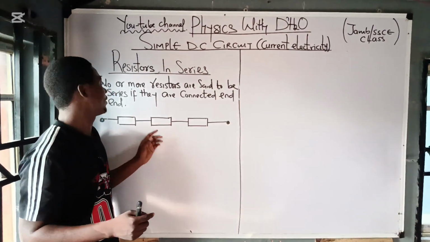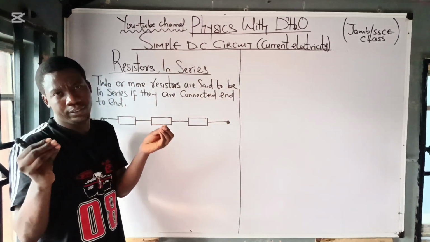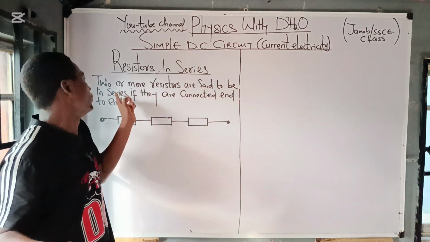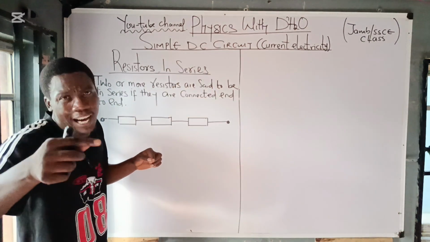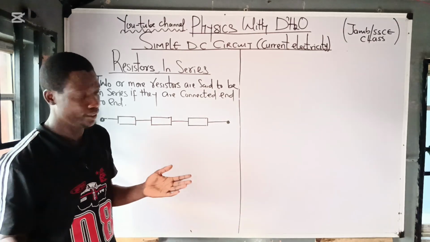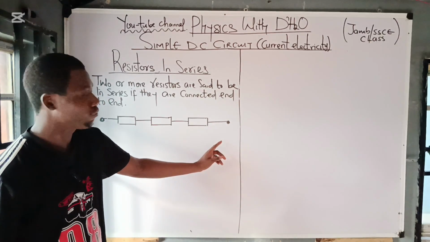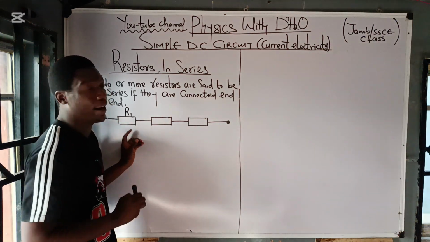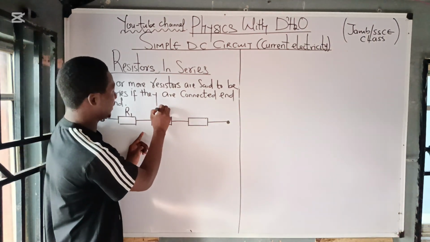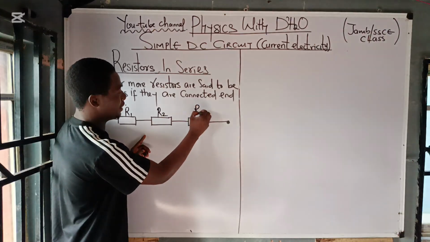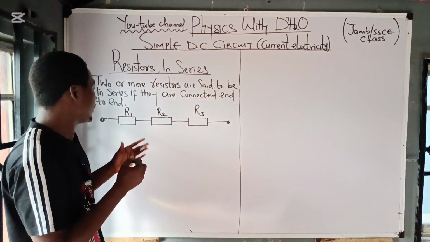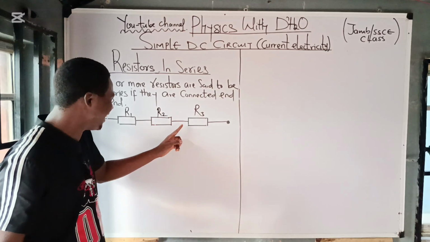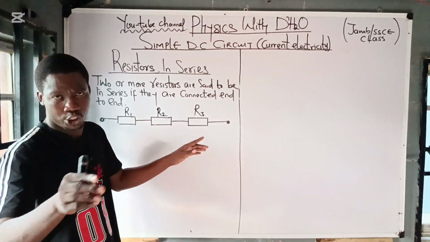Now let's look at resistors in series. Now, two or more resistors are said to be in series if they are connected end to end, as you can see in the diagram. Now, this one is the resistance of the resistor 1, R1. This one is R2, while this one is R3. So these resistors are in what? Series. Why? They are connected end to what? To end. Should be the same.